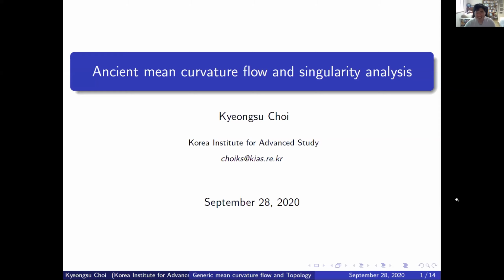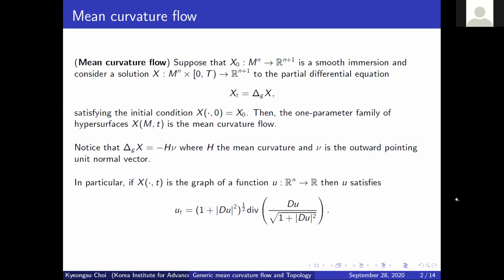Anyhow, so let me talk about ancient mean curvature flow and its application to singularity analysis. The mean curvature flow is a kind of evolution of hypersurface. Here is the immersion of some manifold into R^{n+1}, but you can imagine that each image is a hypersurface. And then we want to see a solution to this geometric heat equation. Sure, this is vector valued.